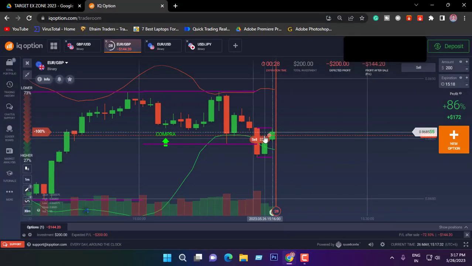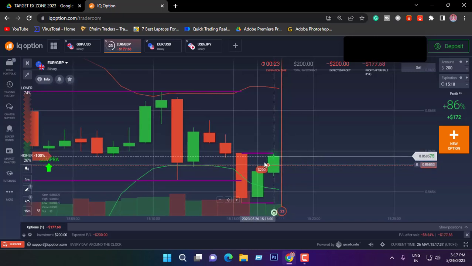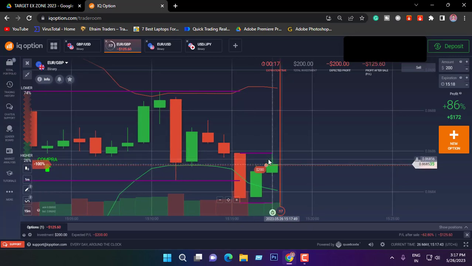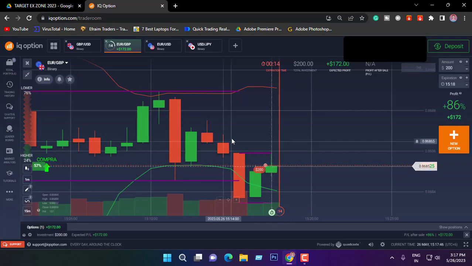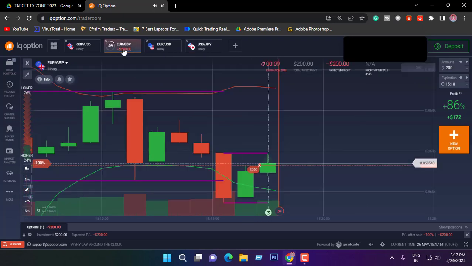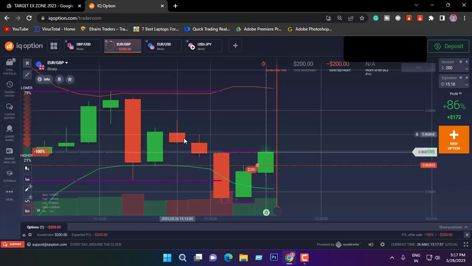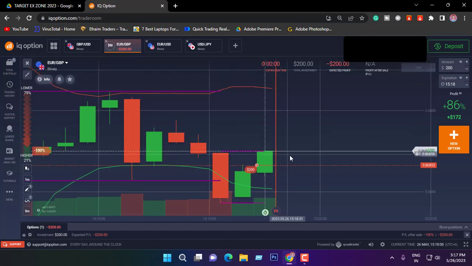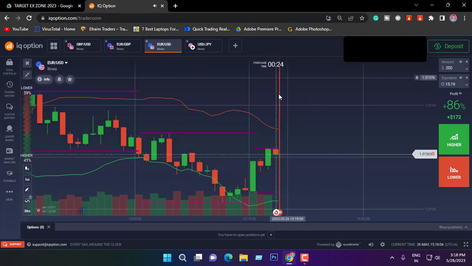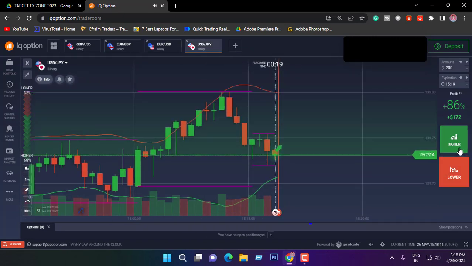Let's see the result. As you can see, the market retested this area, but I had a very late entry. If I had placed the trade here, I would have had a 100% win. If I lose this trade, I will recover the loss. No problem. The market broke this area, and here is an update.